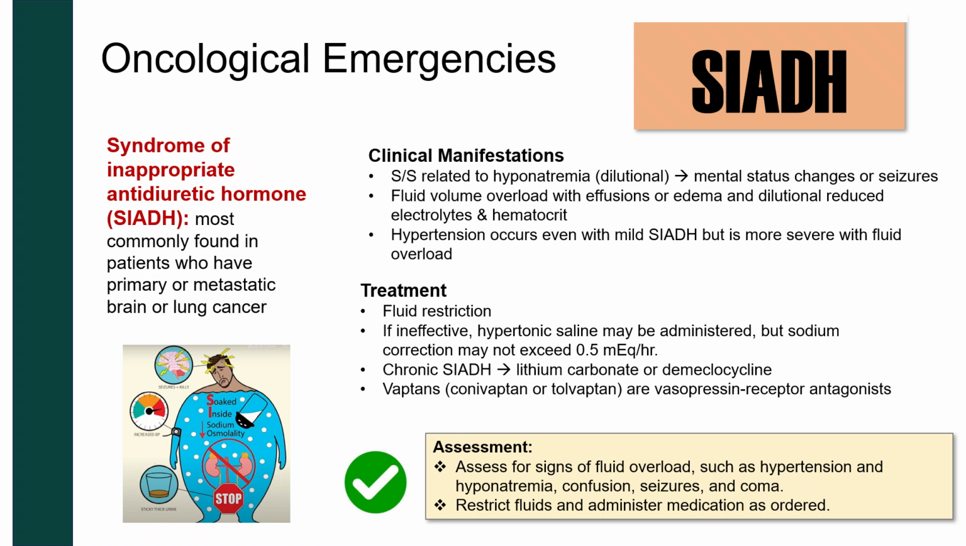So for you, your assessment is going to be looking at fluid status. So you're looking at signs and symptoms of fluid overload, like that high blood pressure, so our vital signs. Hyponatremia, you're looking at labs. And then our neuro checks, confusion, seizures, and coma.